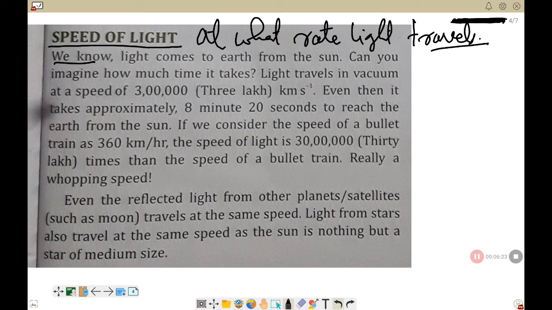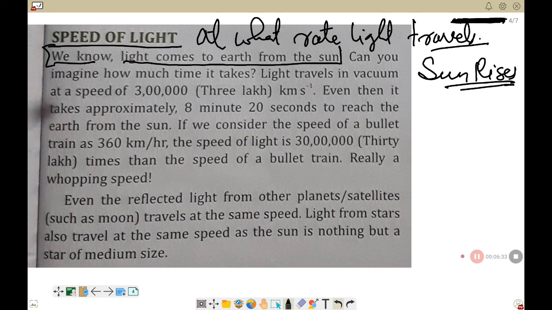So we know light comes to earth from the sun, isn't it? You all know that in the morning the sun rises, and the light from the sun reaches the earth. So can you imagine how much time it takes? You just have to imagine the time taken by light to reach from the sun to the earth. So light travels in vacuum.